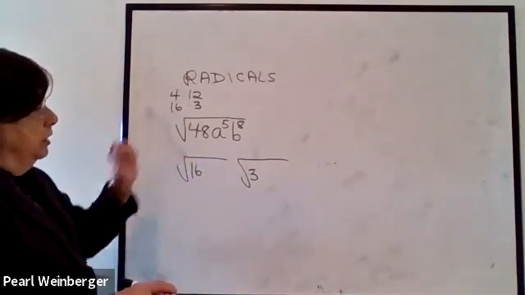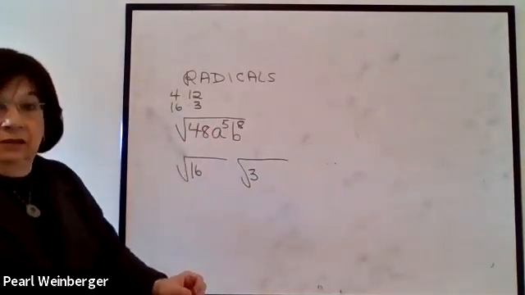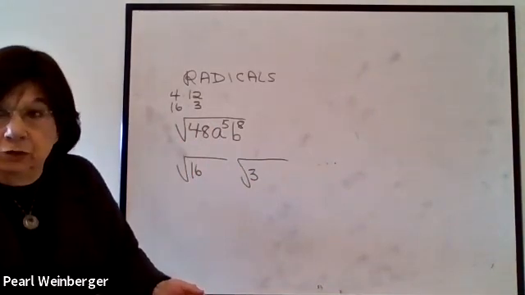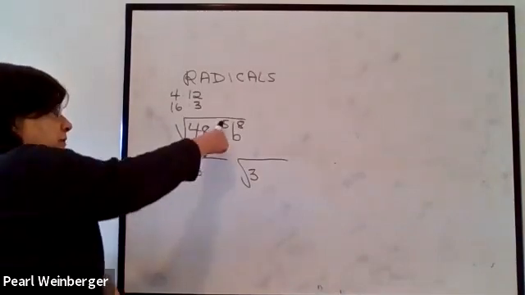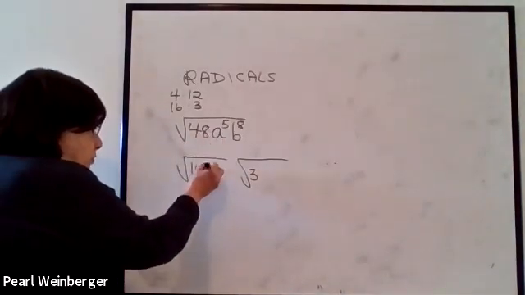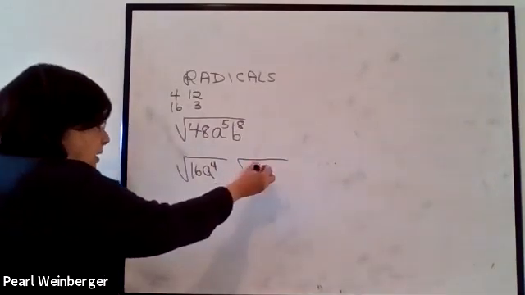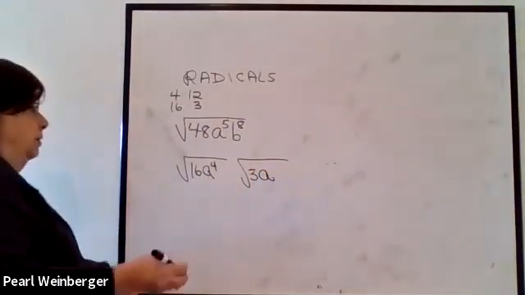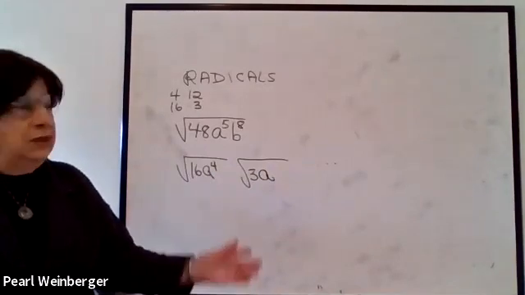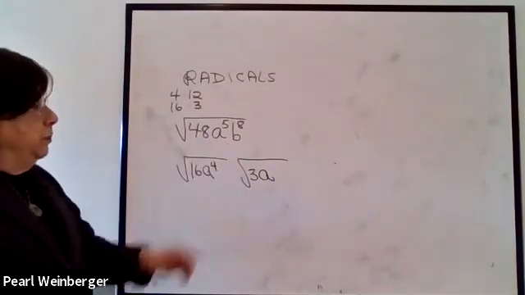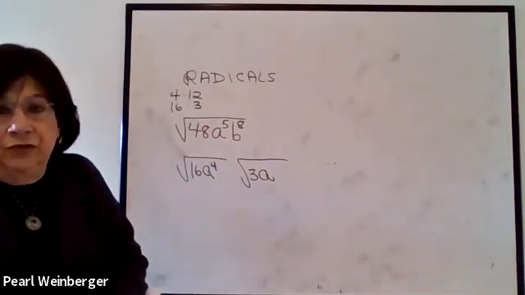Now I go to the letters, the variables. A to the 5th is not a perfect square because its exponent is odd. So I subtract 1 from it. 5 minus 1 is 4. So I put a to the 4th in the first radical. And a, just plain a, or a to the 1, in the second radical, because a to the 4th times a is a to the 5th. Then I go to the b's. The b to the 8th is a perfect square.